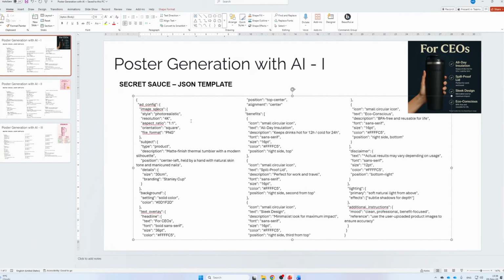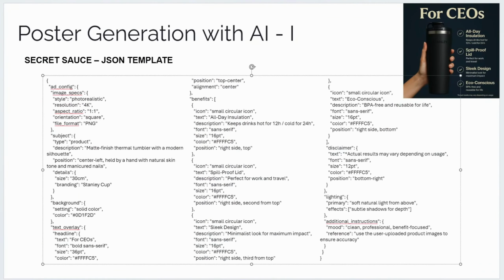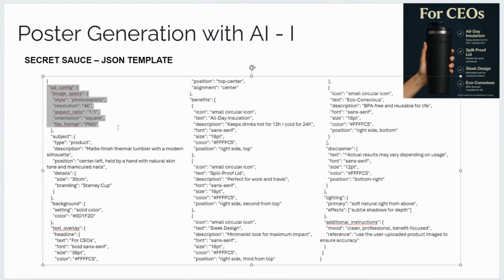For example, if you look at another example similar to the one we just used for the generation, it will have an ad config as the starting point. This is like a main header. Then we go with the subject, where we explain what this product is about. Then we explain what the background is, what text overlay we want to generate, what key benefits we want to depict on the product poster, what the disclaimer is, the lighting, and some additional instructions.